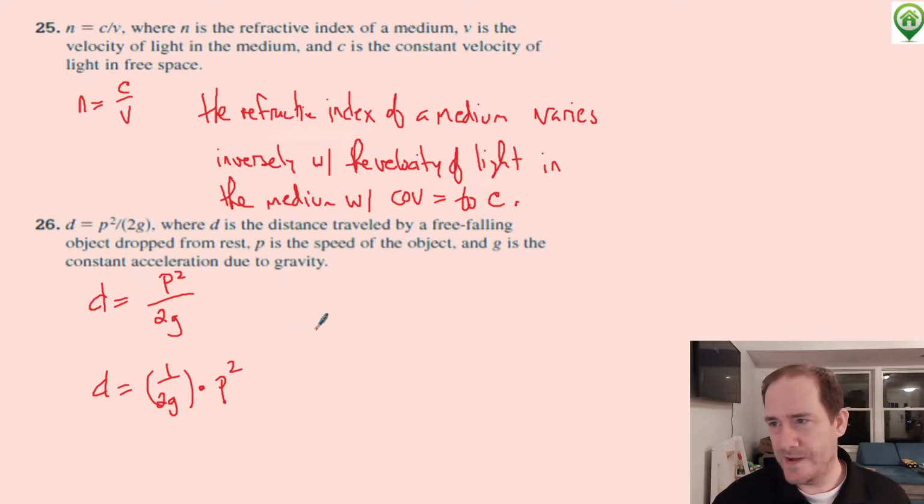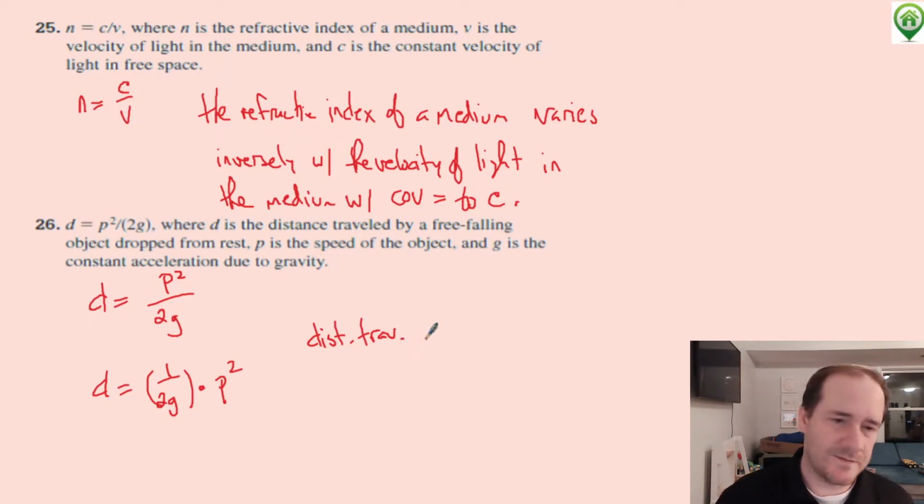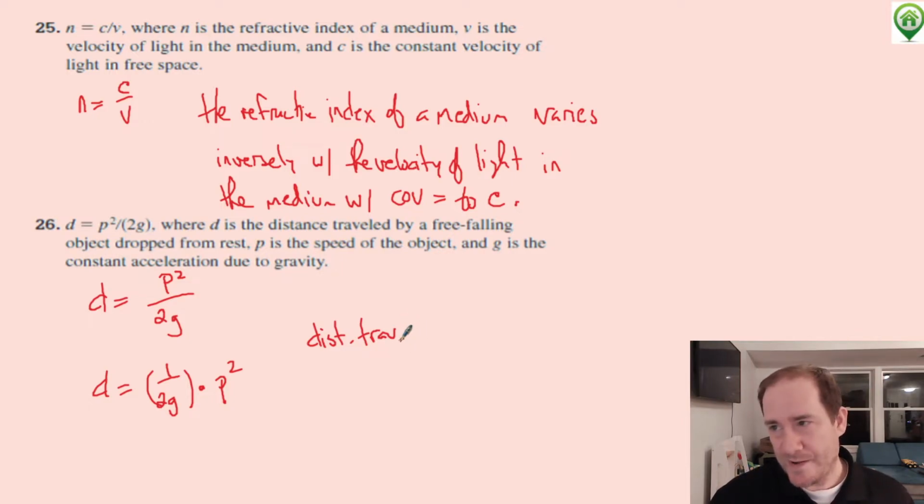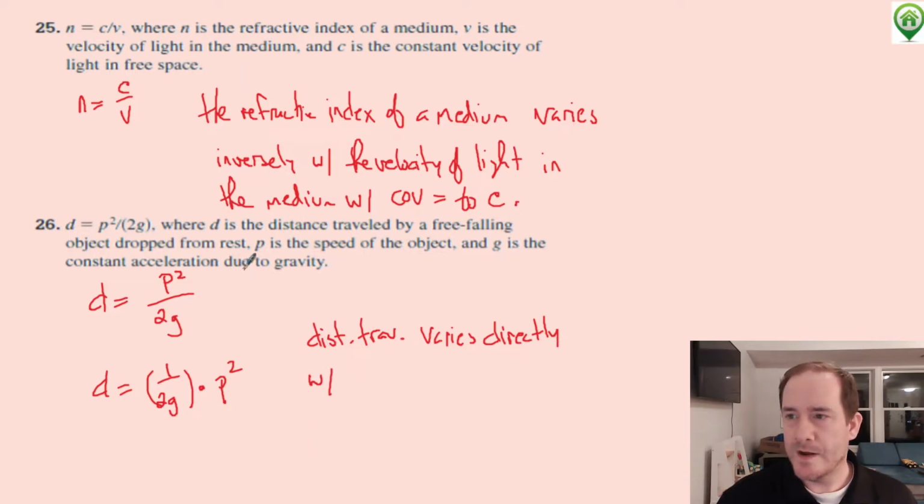So here we're going to say distance traveled by a free-falling object. I can't write this out. It's 10 o'clock at night on a Friday. I'm not doing it. But distance traveled by a free-falling object is what we should be writing. But it varies directly with p, the speed of the object.